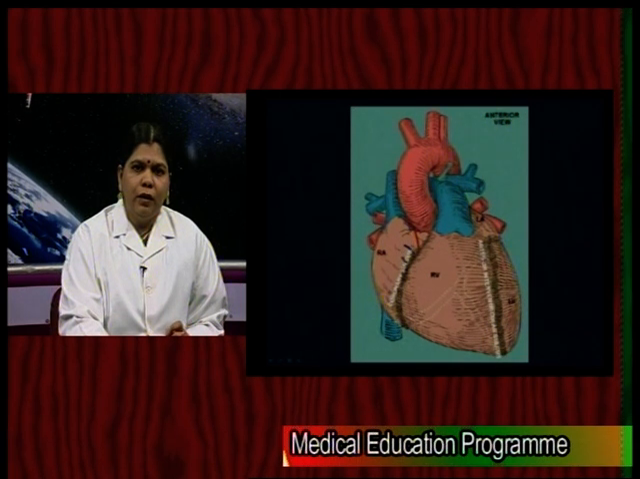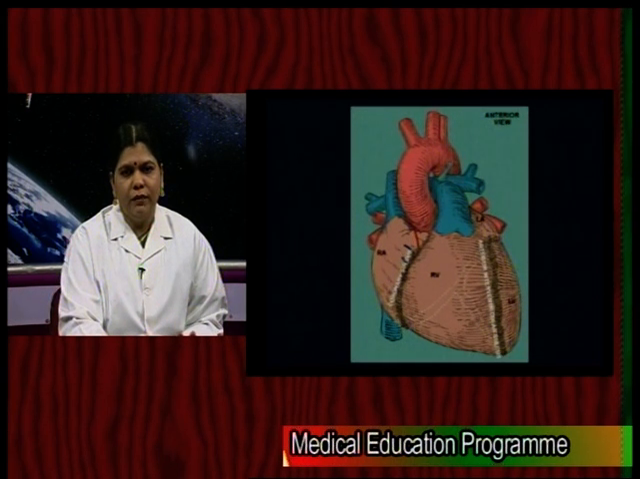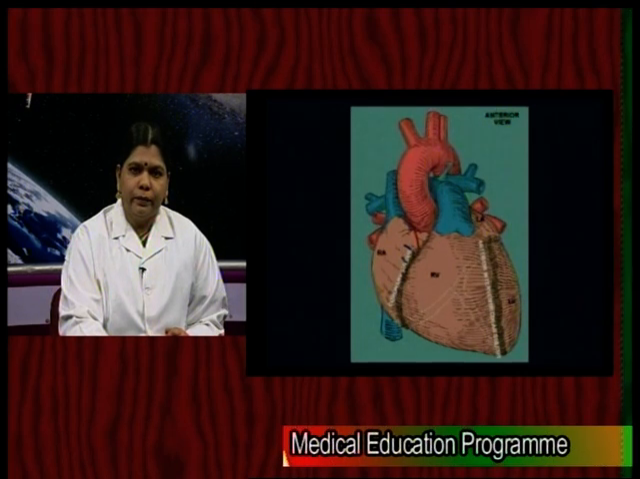Then in this surface you are seeing another major sulcus, the anterior interventricular sulcus, separating the right ventricle and the left ventricle. So, in this surface we saw the right part of the anterior atrioventricular sulcus and the anterior interventricular sulcus.